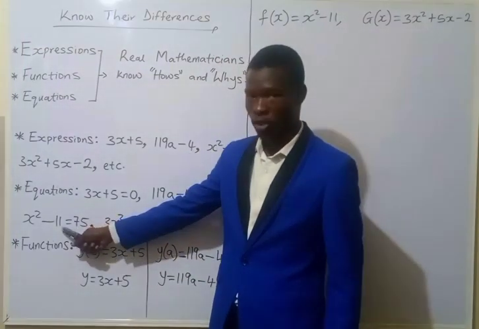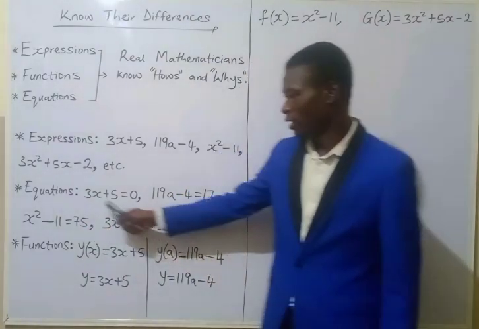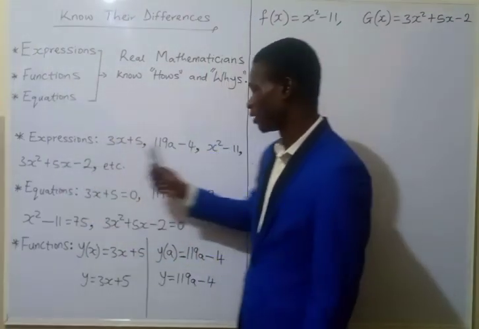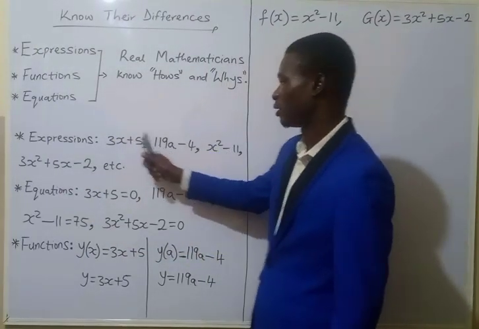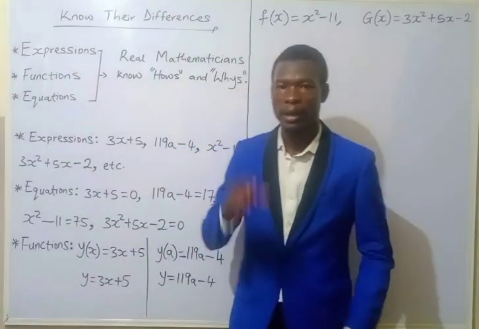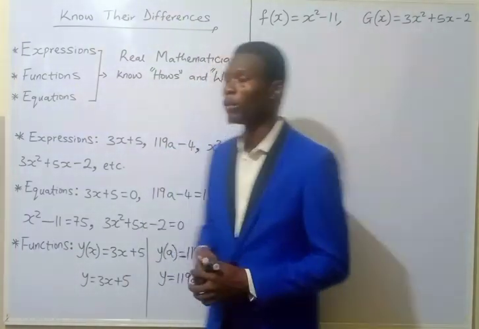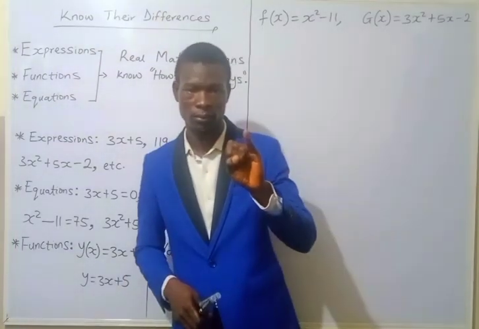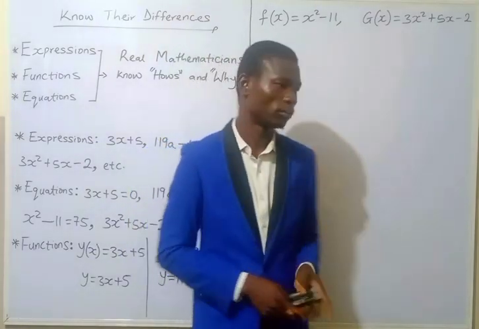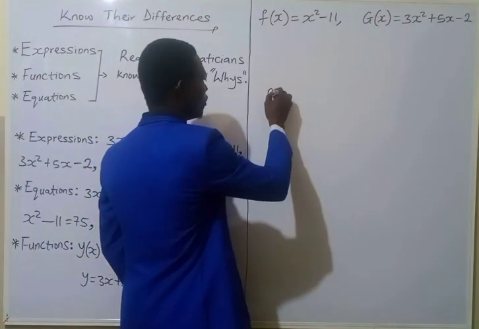This is a quadratic equation, of course, in SS1 and SS2. This is a quadratic equation, and these two are linear equations. This is a quadratic expression, this is a quadratic expression, this is a linear expression, this is a linear expression. So what are expressions, what are equations, what are functions? Expressions, equations, and functions all together are combinations of numbers, variables, and mathematical operators. Three key things they have in common: numbers.